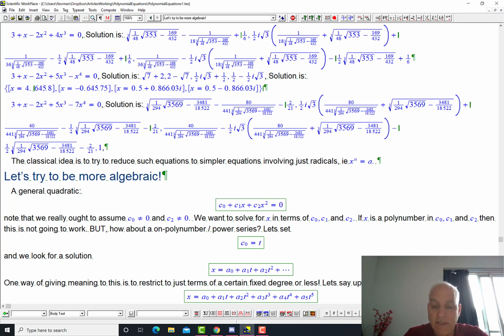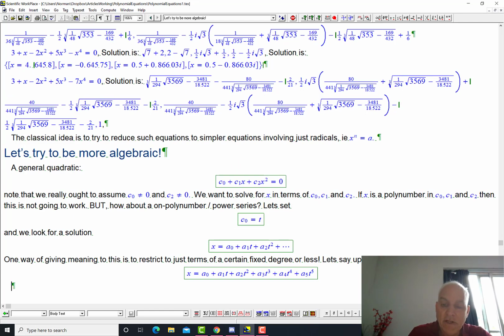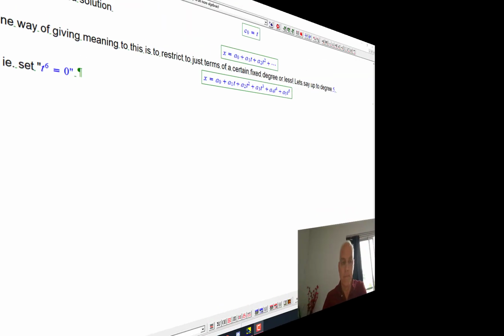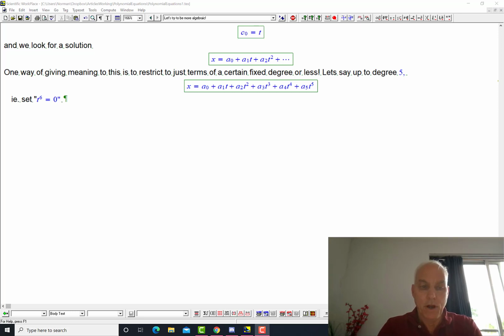X is equal to a0 plus a1t plus a2t squared plus a3t cubed plus a4t to the fourth plus a5t to the fifth. In other words, what we're doing is setting t to the 6 equals 0. We're trying to just approximately get a hold of something, so we're going to agree to truncate our algebra and work in this fixed domain up to, say, degree 6, just to see what happens. All right, so let's plug in and see what we get.